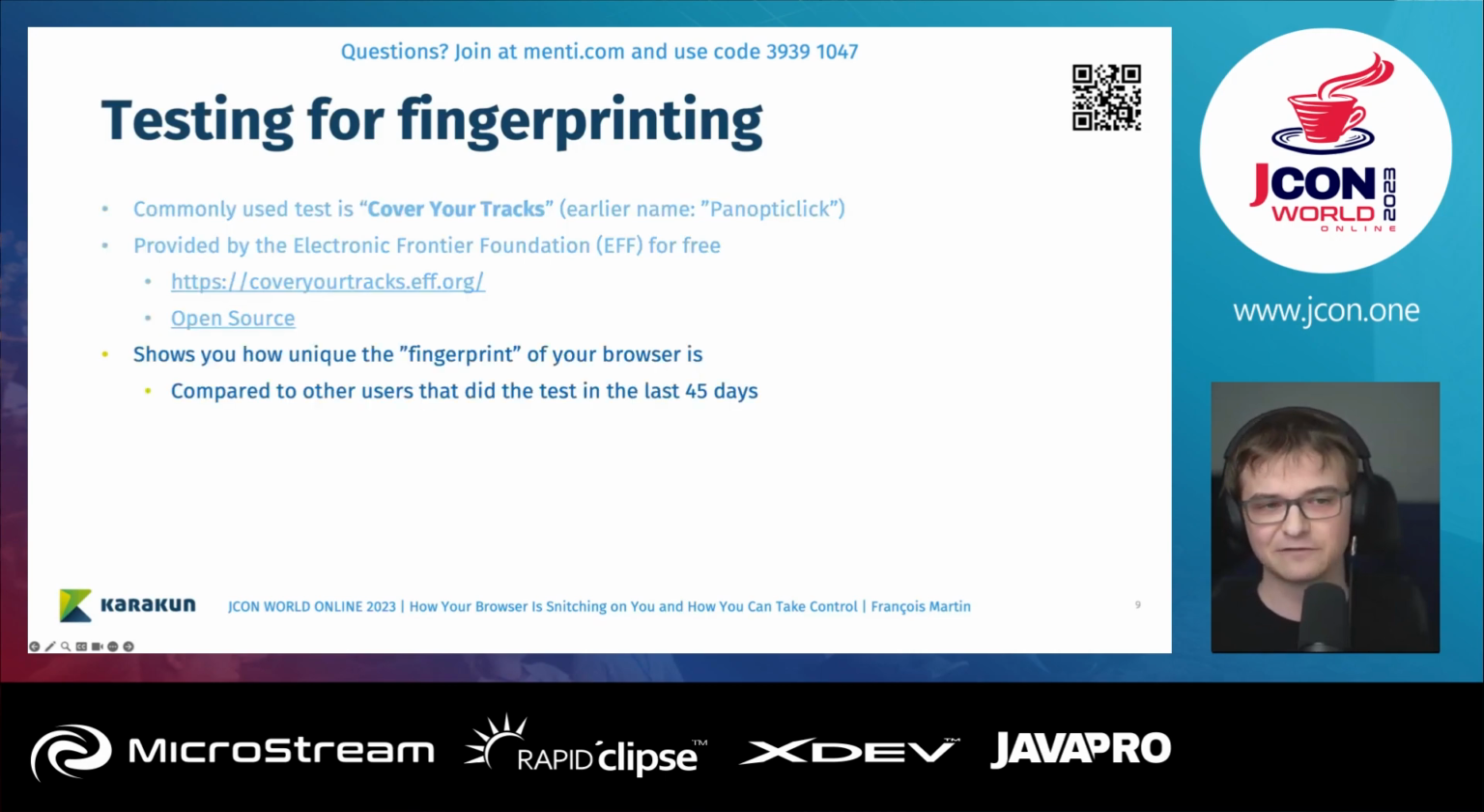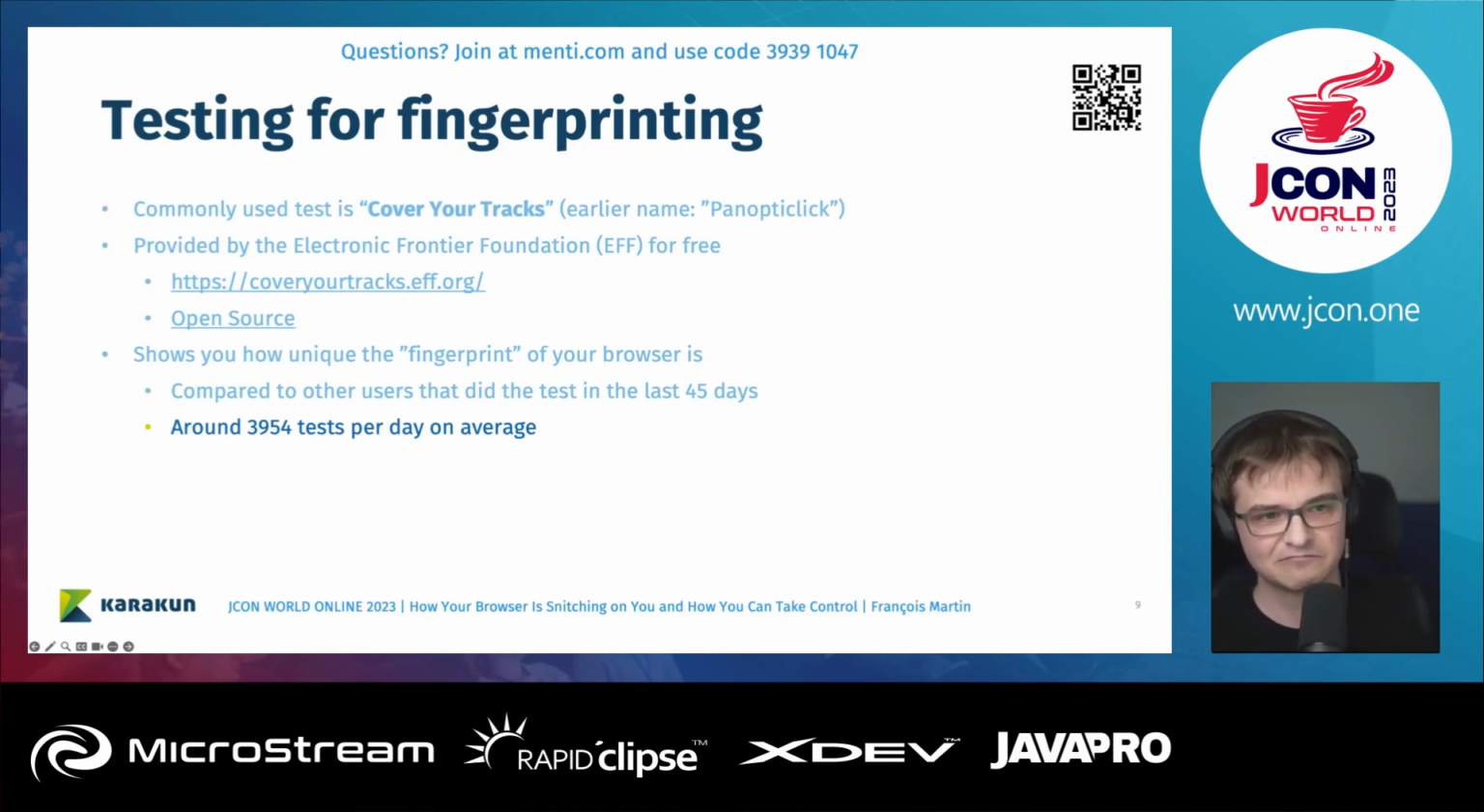And they kind of show you, if you run this test, how unique the fingerprint of your browser is. And it compares that to the data of the users that did the test in the last 45 days. And there are roughly 4,000 tests per day. This isn't a huge sample size, but it is still enough to be meaningful, I would say. And especially since the last 45 days are considered, this is quite a lot of data, I would say.